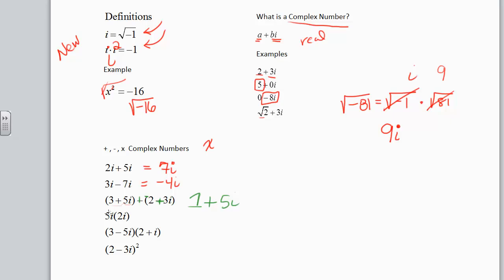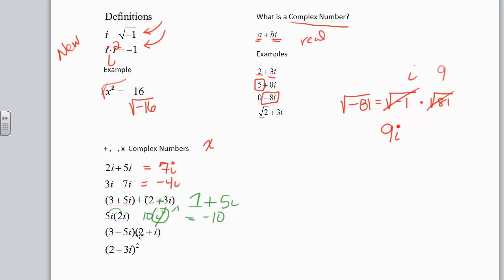Now when we multiply, just go ahead and multiply our known 5 and 2. We'll get 10. Now I times I is I squared. But remember, any power higher than 1 of I, we have to simplify. I squared is just now negative 1. So 10 times negative 1 is negative 10.